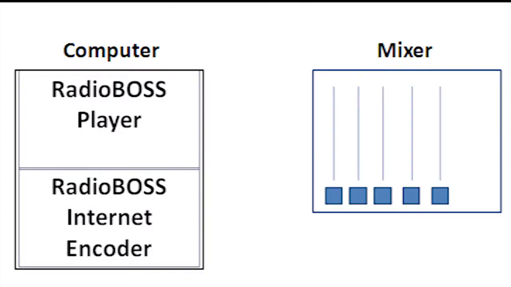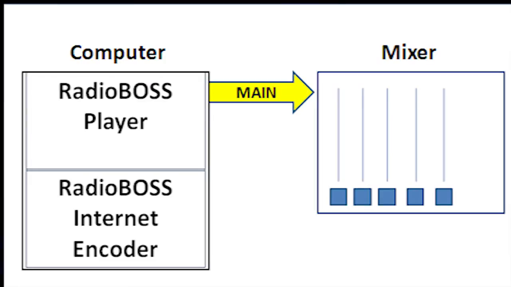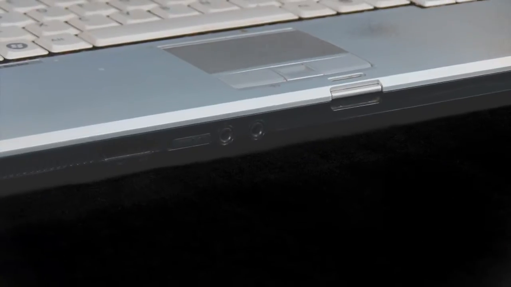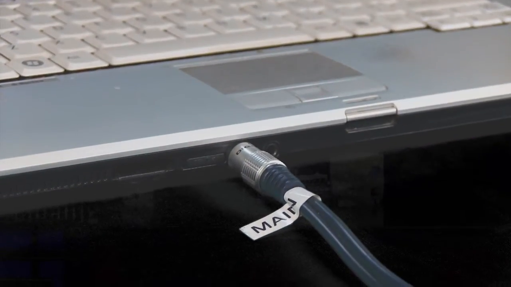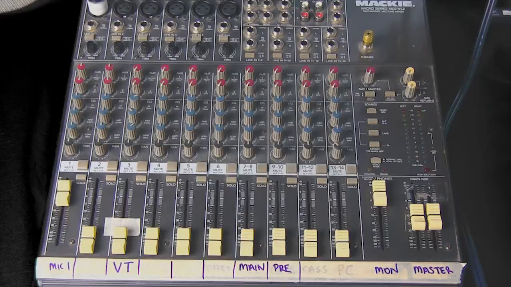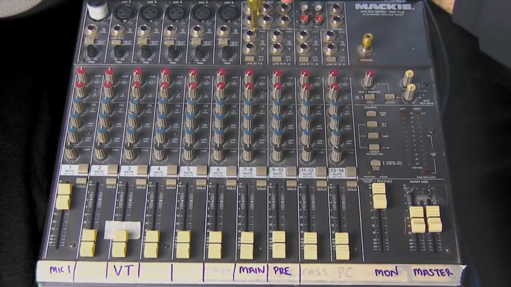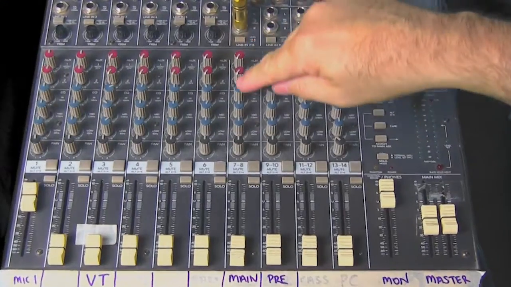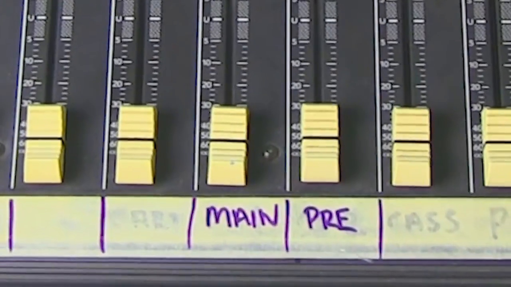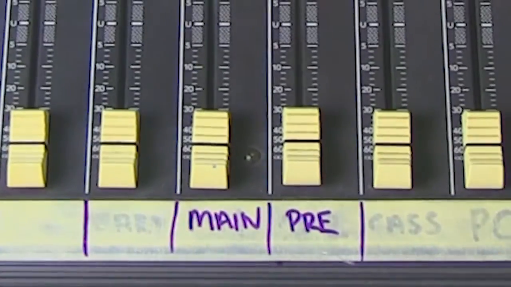Then let's do the main out first. Let's plug the 3.5mm jack into the headphone output of your computer. And at the other end, plug the 2 1/4-inch jacks into a stereo channel on your mixer. Don't forget to label everything, label your cables, and of course, very importantly, label the channel on your mixer.